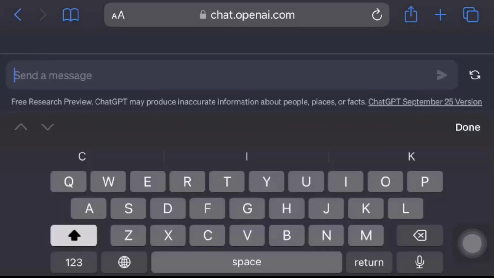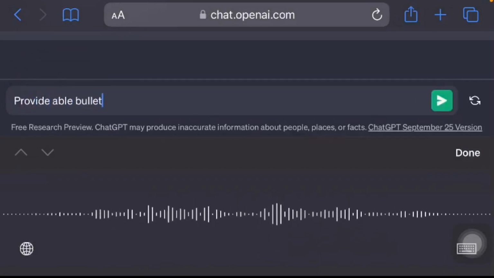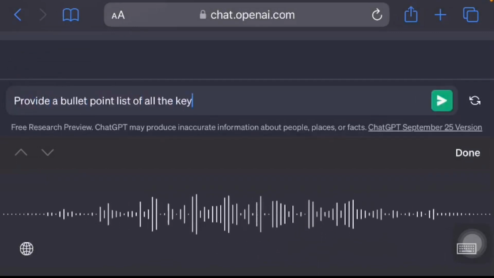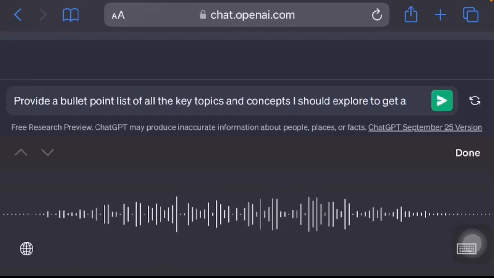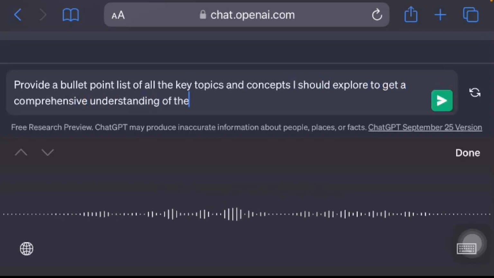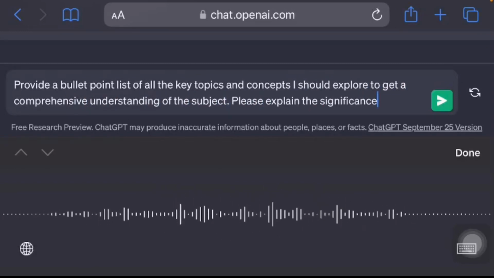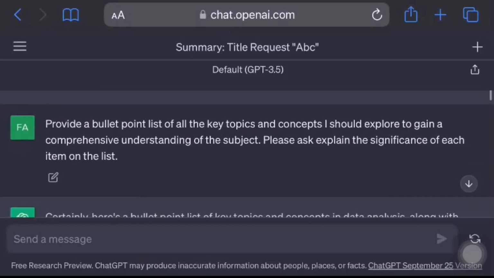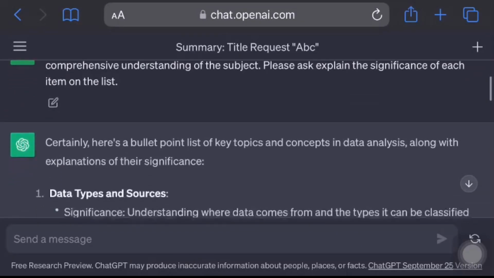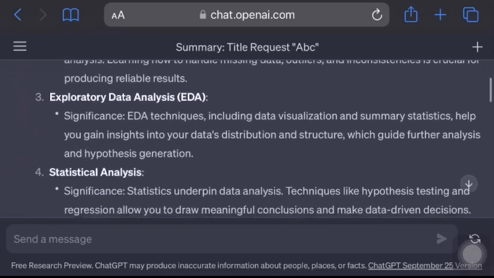To take it a step further, you can ask ChatGPT to provide a bullet point list of all the key topics and concepts I should explore to get a comprehensive understanding of the subject. Please explain the significance of each item on the list. And there you go! Remember that you can also add a new concept that you are learning about.